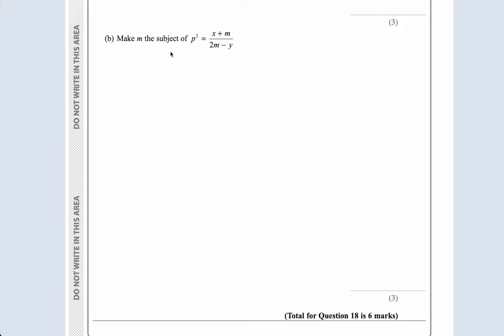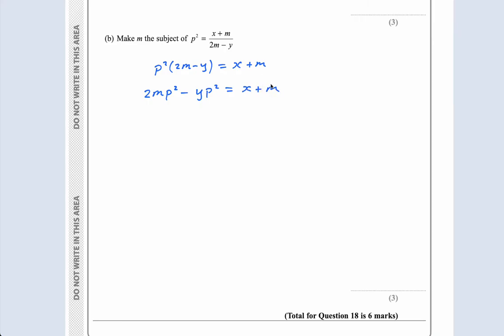Make m the subject. Okay, not easy, guys, but familiar. We've seen these questions before. First step, multiply across by this denominator. So I have p squared times 2m minus y equals x plus m. So by multiplying across by this, it removes the denominator. Now, multiply out the brackets. So it's p squared times 2m, or 2m p squared. p squared times minus y is minus y p squared equals x plus m.